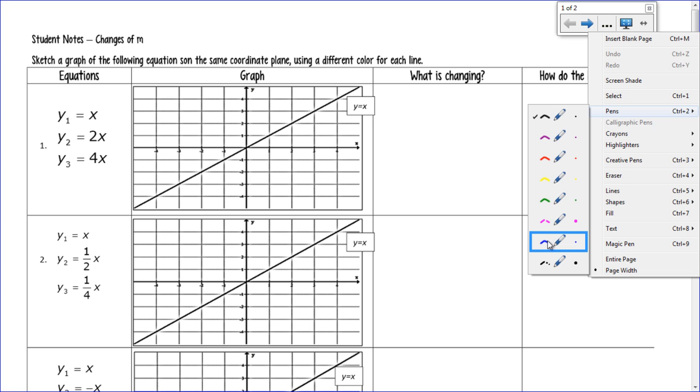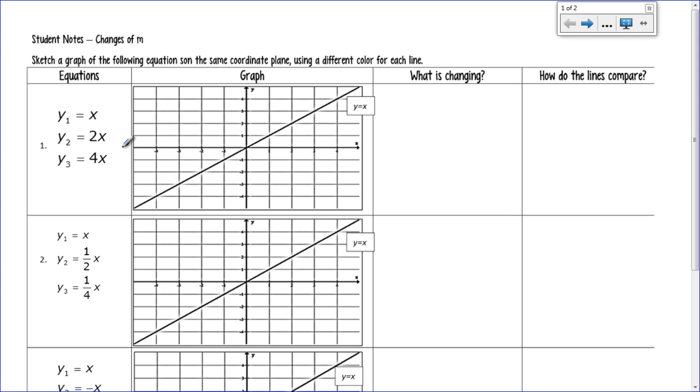It says at the top of your notes that this is changes of M. If you remember, M is the same thing as slope. So what we're going to be talking about today is what happens to our parent function. If you remember, our linear parent function is y equals x. So what happens to that parent function as I change the slope of the line? We're just going to do some graphs, look at them, talk about what's changing and what happens to the lines, and then we're going to come up with some rules at the end.